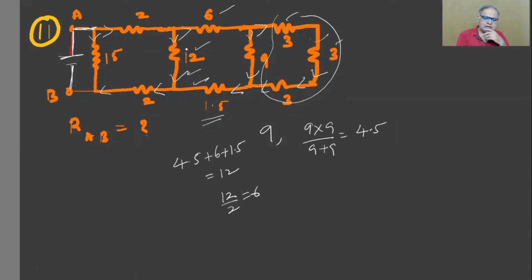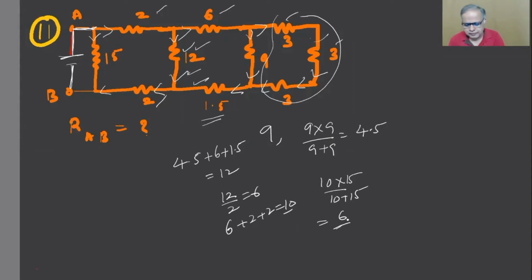This 6 and this 2 and this 2 are in series. 10. 10 and 15 plus 2 plus 16. 10. 10 and 15 are in parallel again. Parallel. Yes, sir. 10 into 15 by 25, 6. Is that right? So that's how the circuit will be simplified.